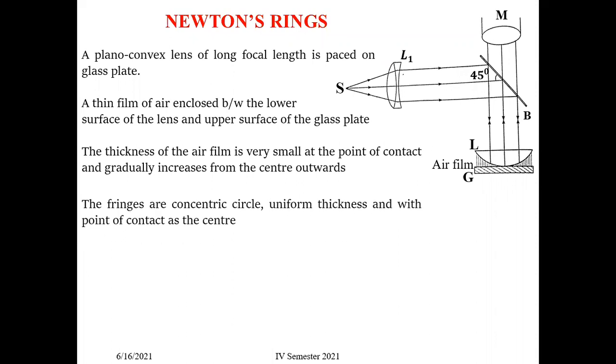So here you can get the interference pattern or interference fringes. Those are all concentric circles. You can get concentric circular interference fringes, and those concentric circle fringes have the point of contact as their center. The point of contact between the curved surface of the lens and the plain glass plate is the center of each concentric circle.